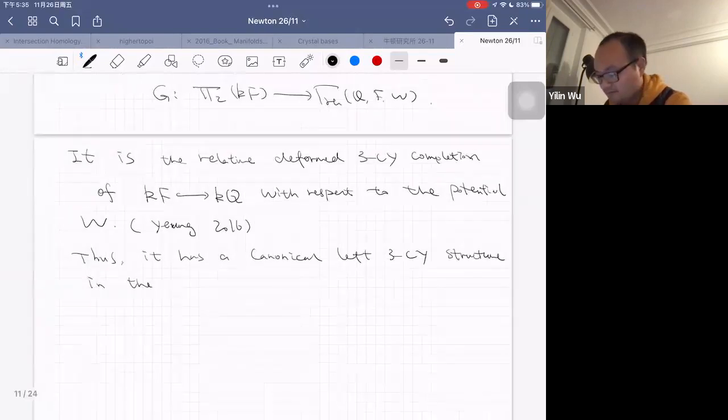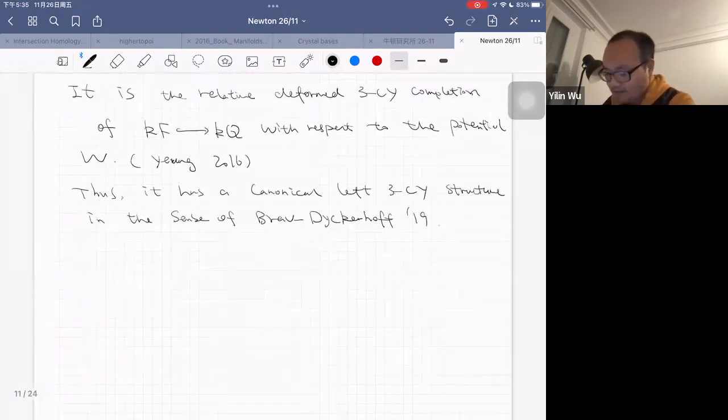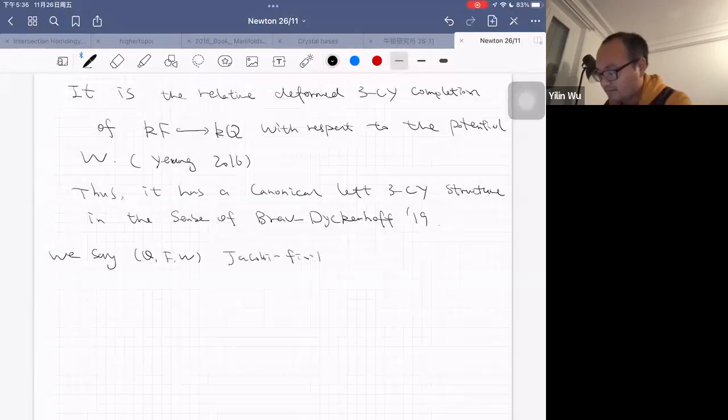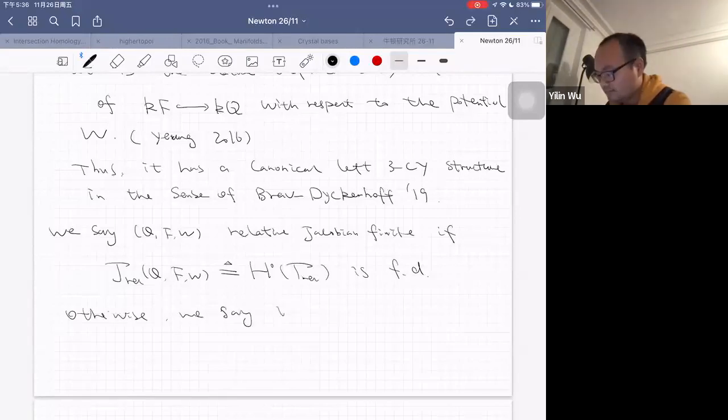In the sense of Bruhat in 2019. We say a quiver with potential is relative Jacobi-finite if the relative Jacobian algebra is finite dimensional, otherwise, we say it is relative Jacobi-infinite.